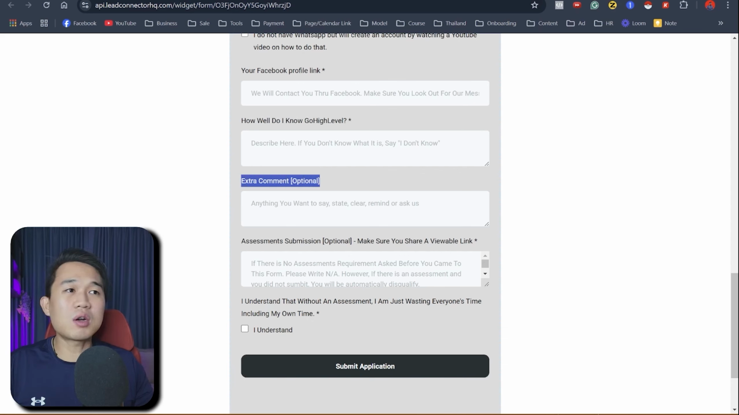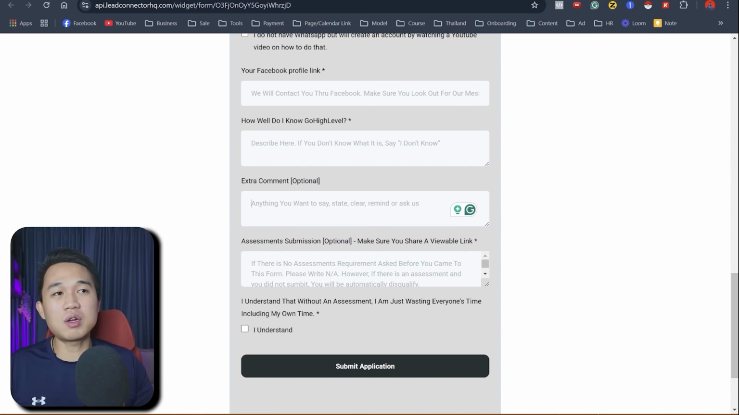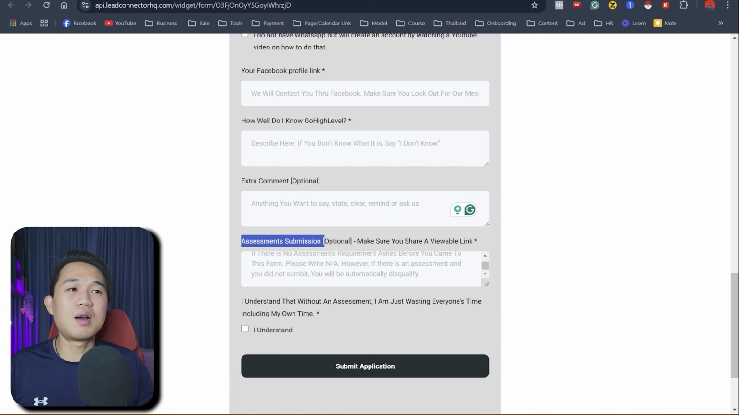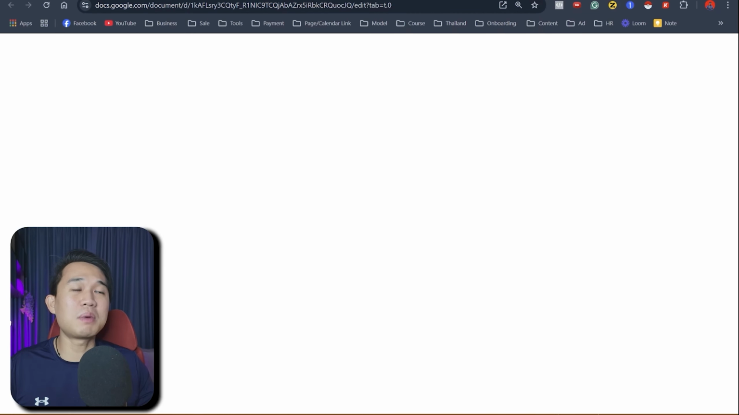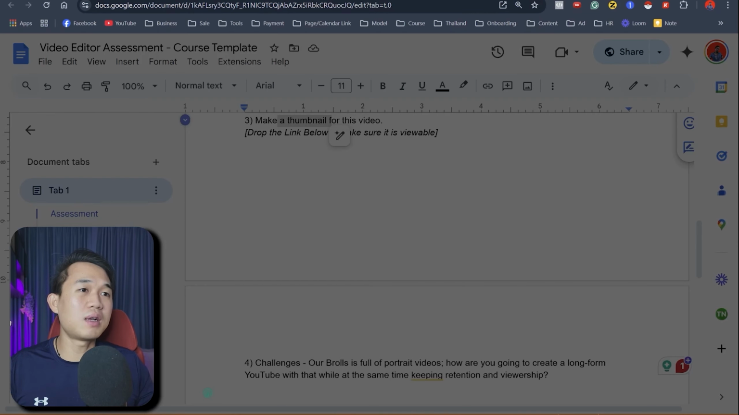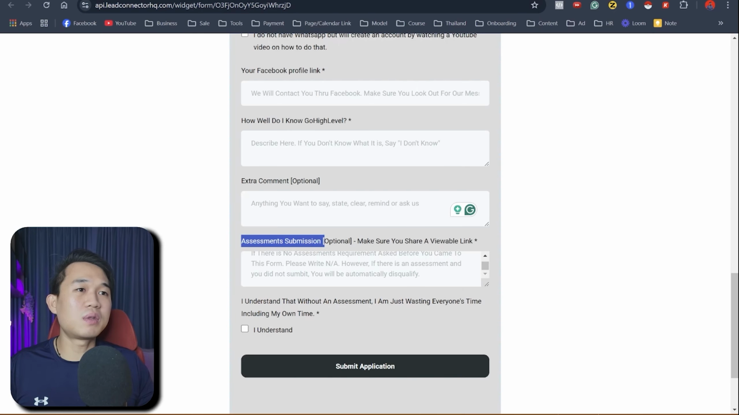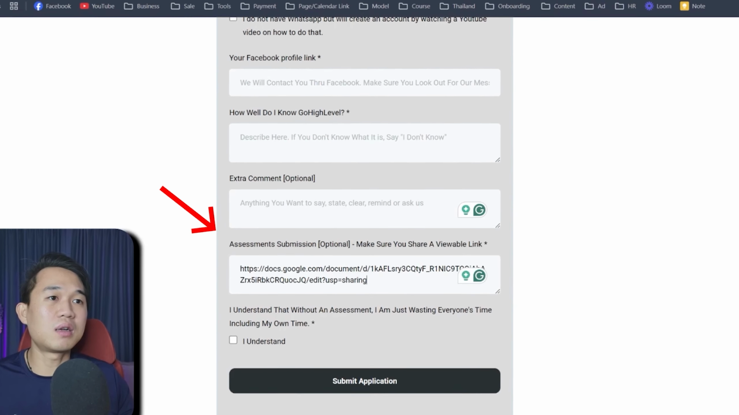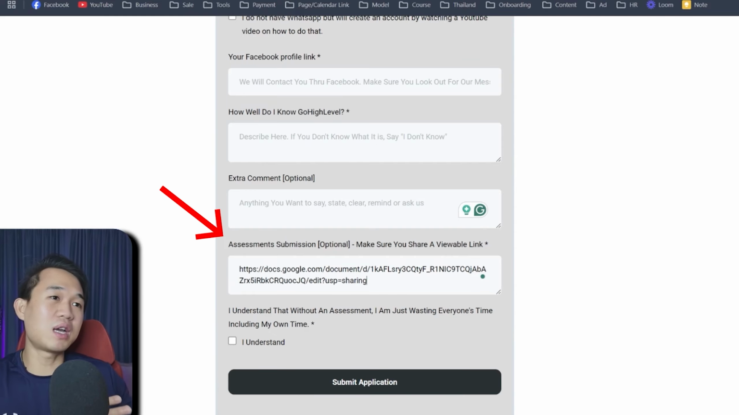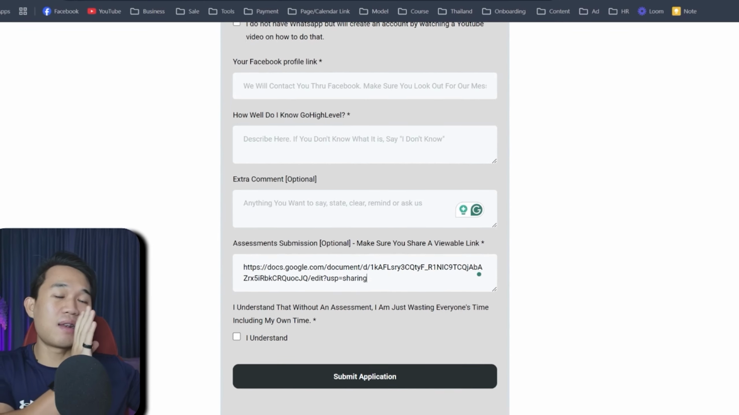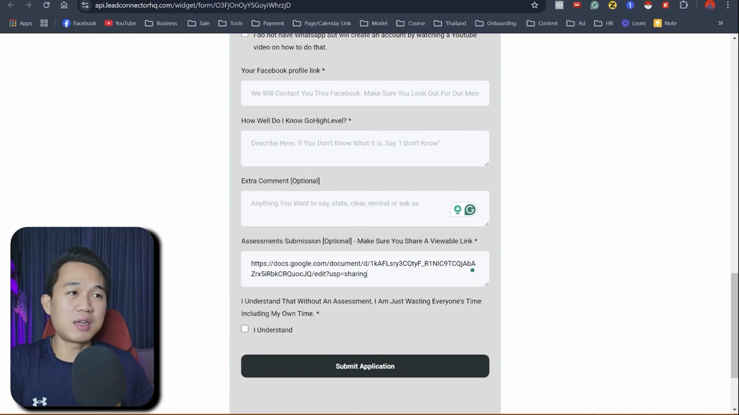And then extra comments, this is optional if they have anything extra they want to say that we haven't asked. And obviously assessment submission, right? So when they come in here, they would share the link, right? And put the link of the assessment right here into the form so that we can review their profile and their assessment at the same time, right? In just one Slack notification, we can review both.